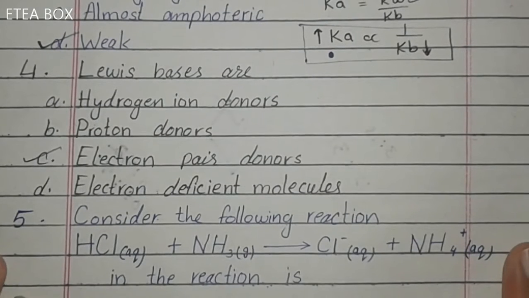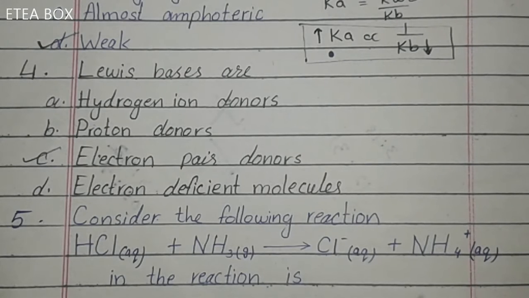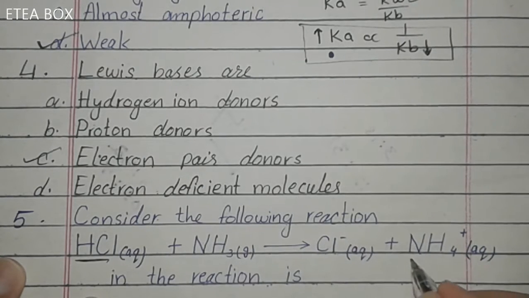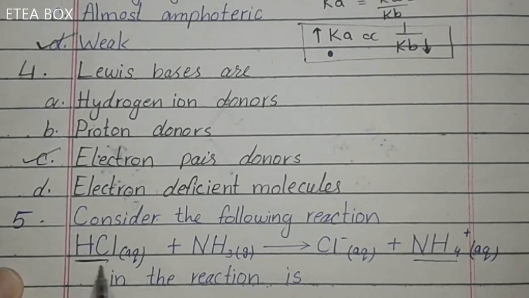Next one. Consider the following reaction. HCl plus NH3 gives Cl negative and NH4 positive. The reaction is, now look at here, what happened? This HCl, here is HCl and this hydrogen, this proton is given to NH3. Okay, so here it become NH4. So here the acid has donated the proton to the base. Okay, acid donated proton to the base.